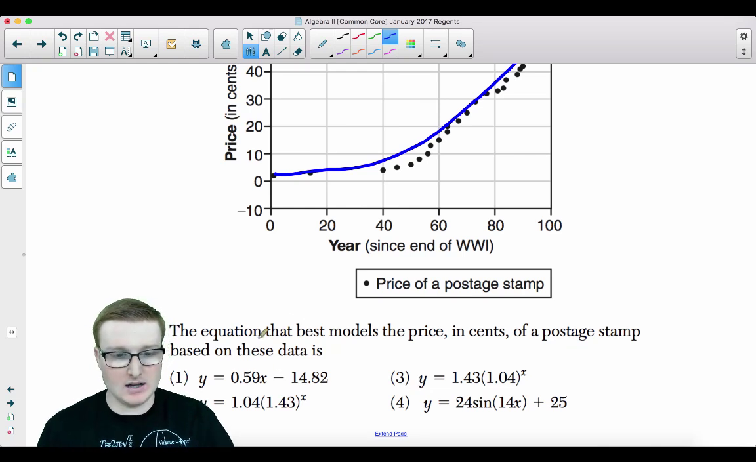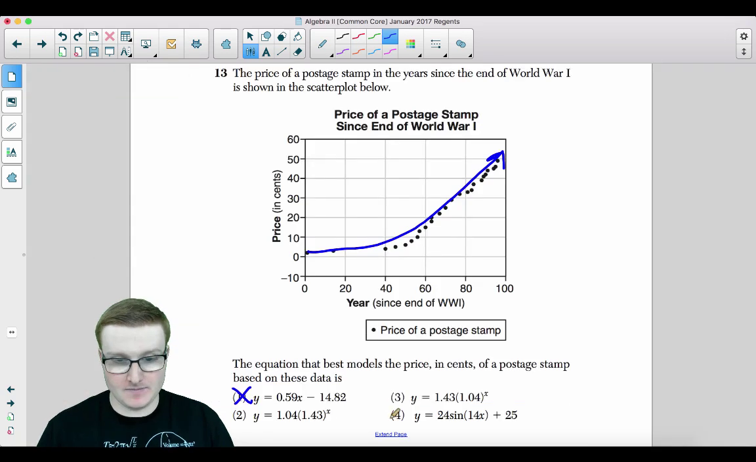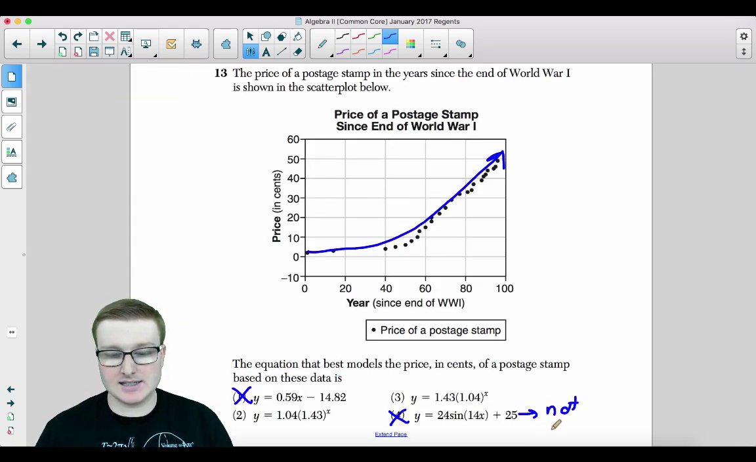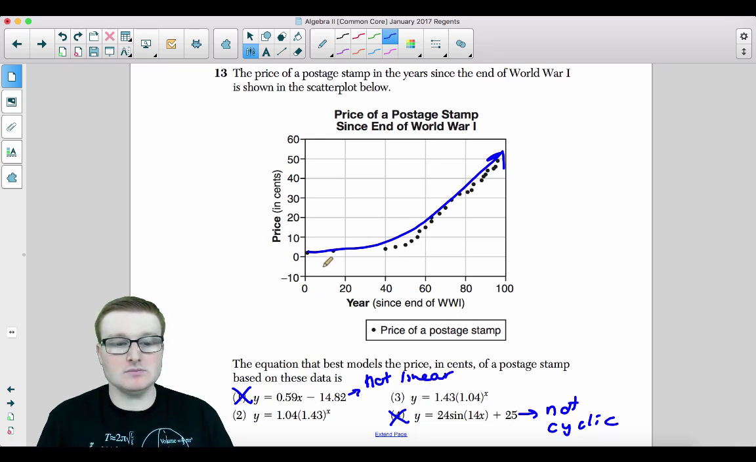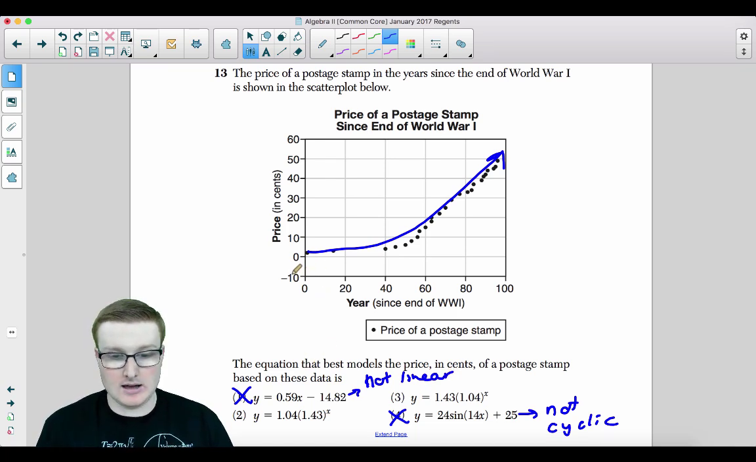So we can get rid of a line because this is not a linear graph, and it's not a sine curve because it's not cyclic. It's not cycling through, and it's not linear. So we definitely know it's exponential, okay? So if we look here, we're basically just looking at the rate of increase.